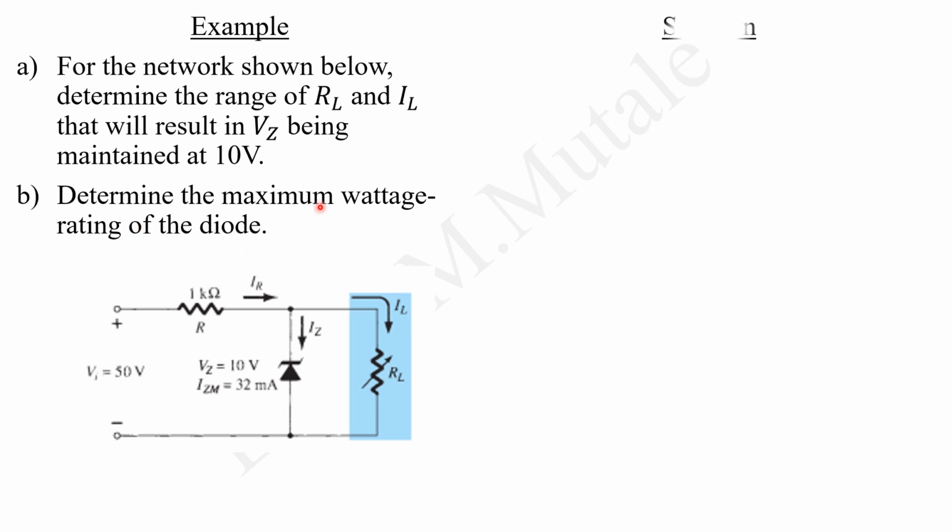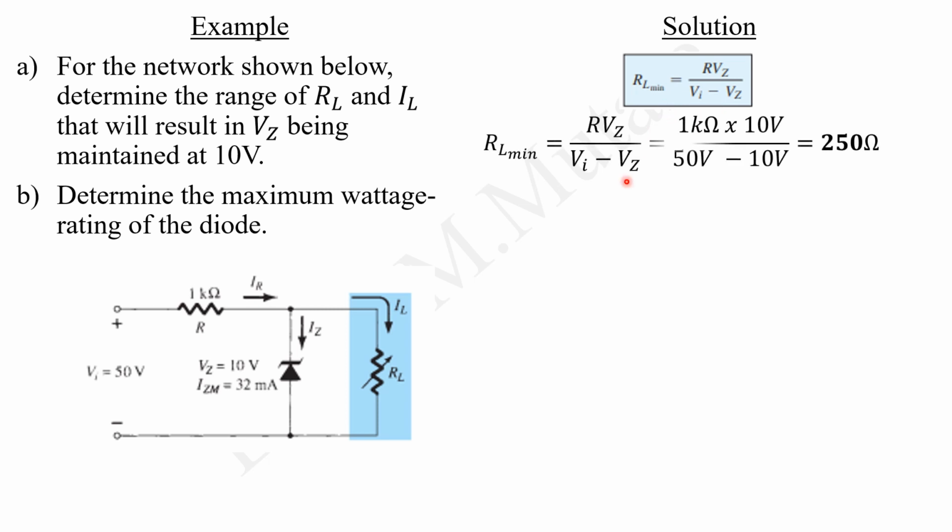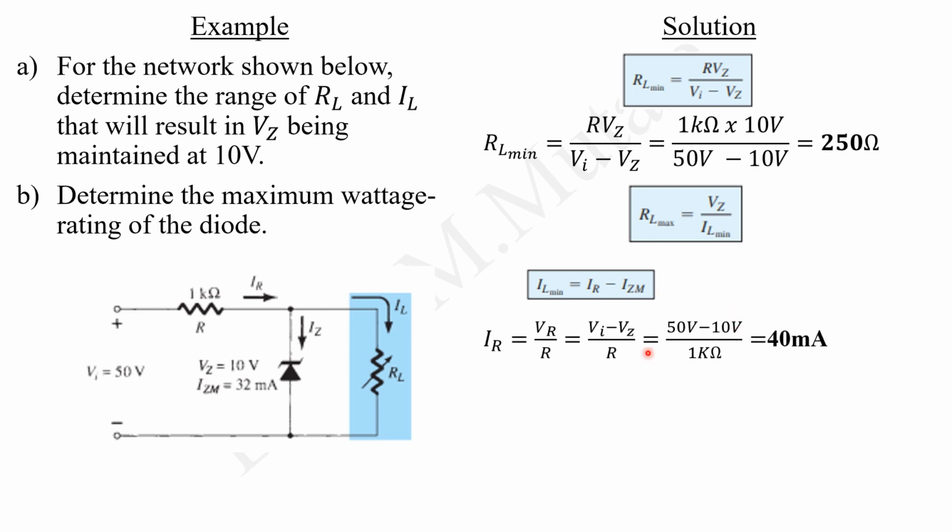In our solution, we realize that the minimum resistor is that from the formula I gave you on the previous slide. If you substitute there, we are going to have 250 ohms as the minimum resistor. The maximum resistor is given by the Zener voltage divided by the minimum current. So our role here is to find the minimum current, which is the difference between the current on the resistor and the Zener current. When you find that, you find IR as 40 milliamps.